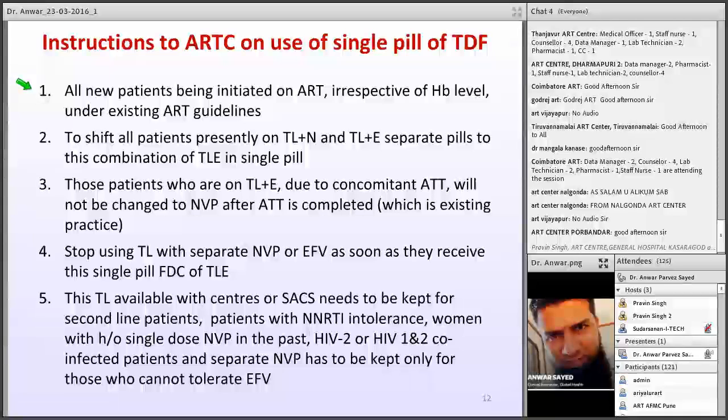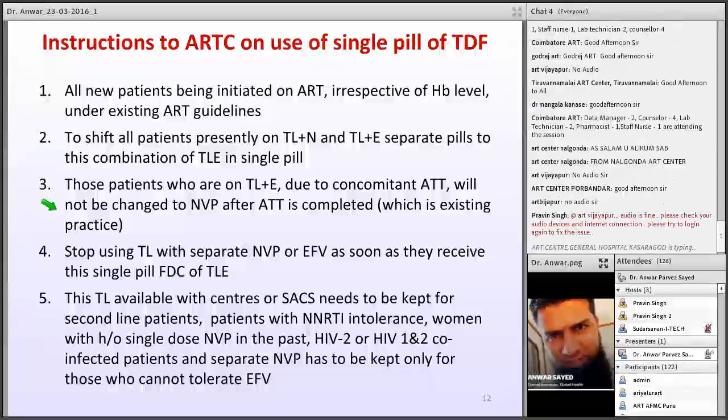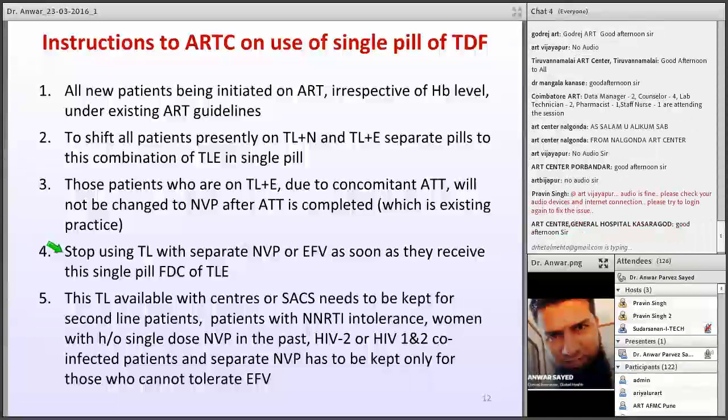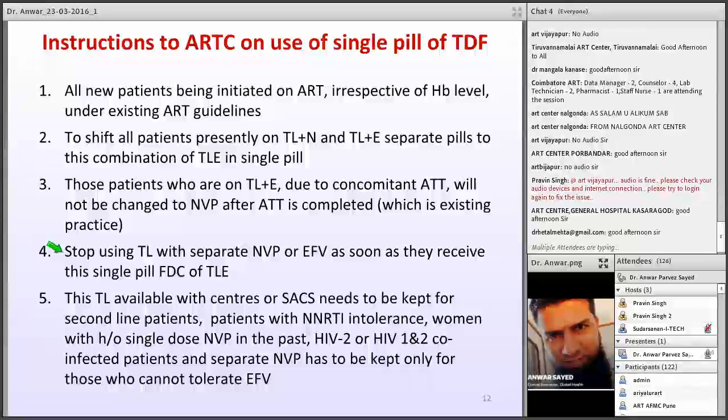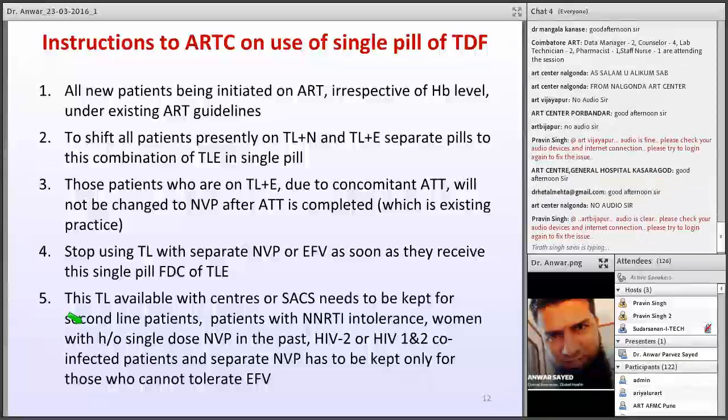Those patients who are on TLE due to concomitant ATT, in whom efavirenz has already been started, were asked to continue on efavirenz and not to change to nevirapine again. Then stop using TL with separate nevirapine or efavirenz as soon as centers receive the single fixed dose combination of TLE. And the TL stock was asked to be kept as reserve for use in patients who have HIV-2 infection or HIV-1 and 2 co-infections, and in case a patient cannot tolerate efavirenz.